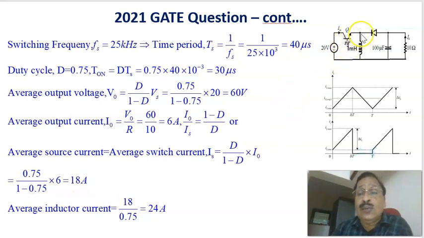Again, the question is, what is the average current through the inductor? We already found the relation between the average current through the inductor and the average switch current: the average inductor current equals the average switch current divided by D. Therefore, the average current through the inductor equals 18 divided by 0.75, or 24 amperes. So the average current through the inductor is 24 amperes and the average current through the switch is 18 amperes. Therefore, the answer here is 24 amperes.